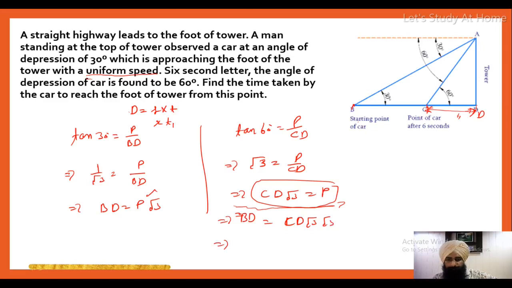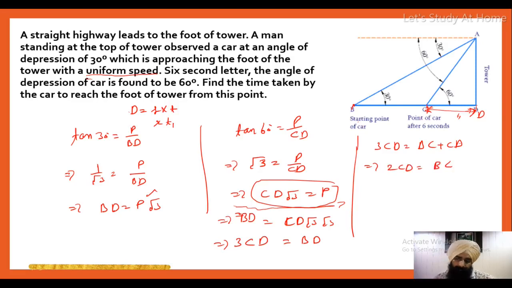This implies 3CD is equal to BD, and I am going to divide BD into two parts, BC plus CD. 3CD is equal to BC plus CD. This implies CD becomes negative this side, 2CD is equal to BC.